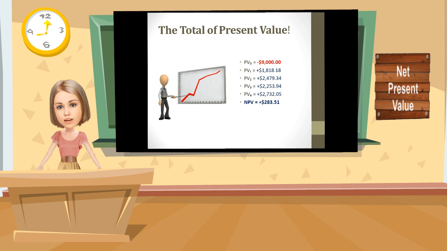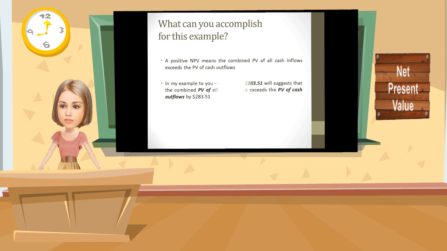First, we have demonstrated a positive NPV, which means that the present value of all cash inflows exceeds the present value of cash outflows. We have exemplified this by the $283.51. This result expresses to the company, and to us, a good investment, since it adds value to the company. Now, that was fun.